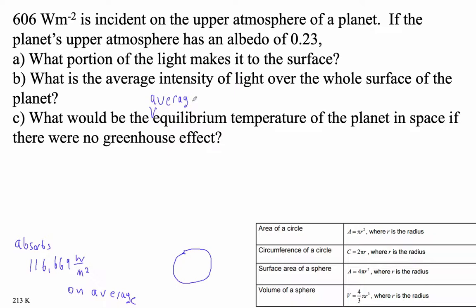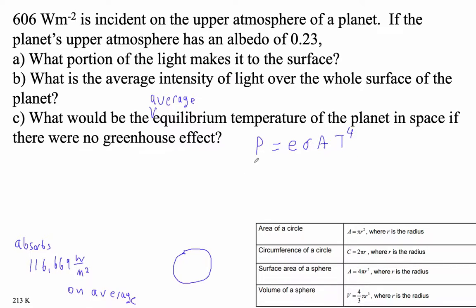I guess we need to add that word to it, right? Well, that means that the radiative heat transfer has to be 116.669 watts per square meter out. So how do we get watts per square meter from this formula? Radiative heat transfer has an area in it. It's E sigma area temperature to the fourth.